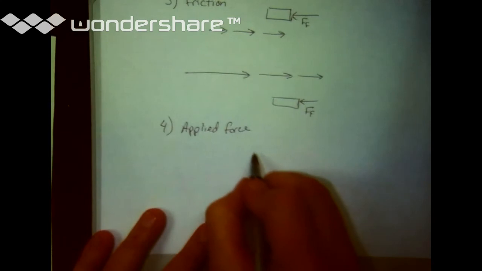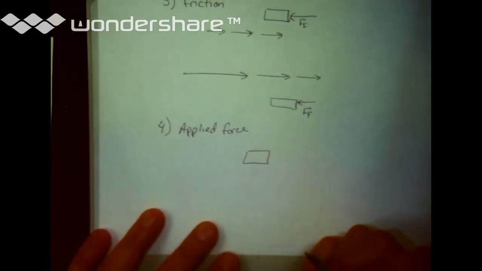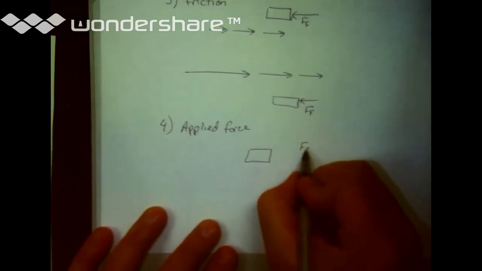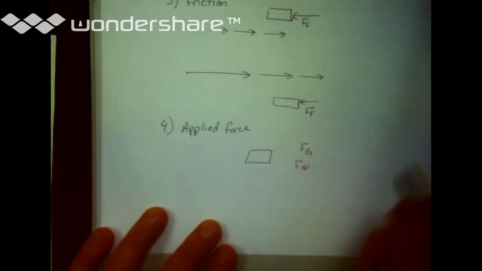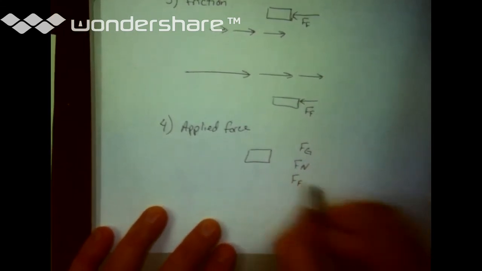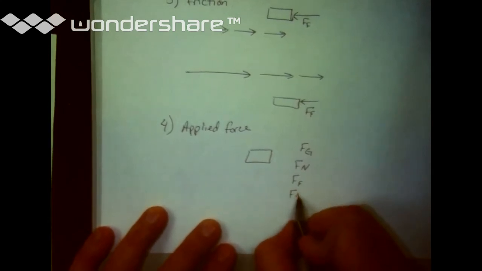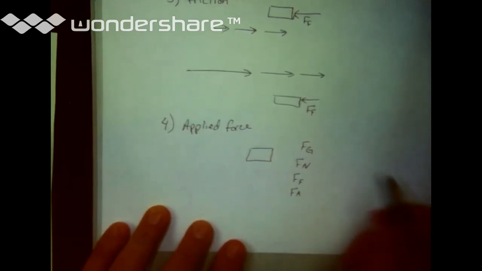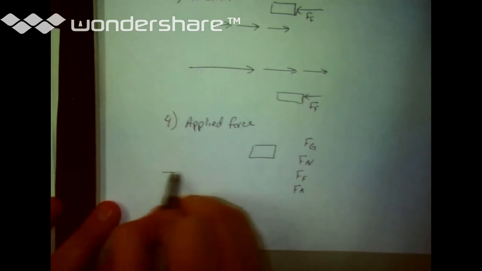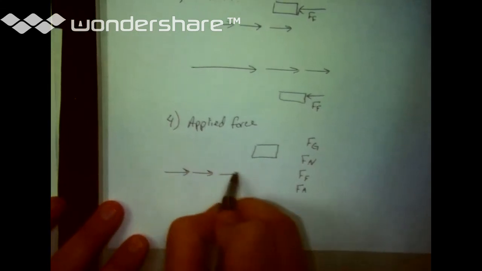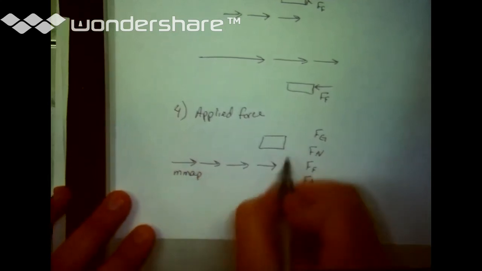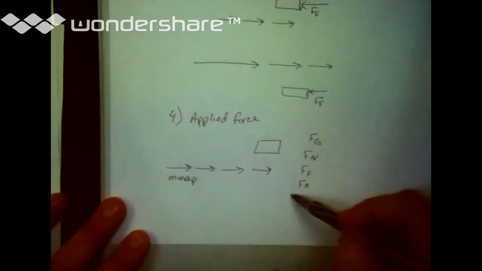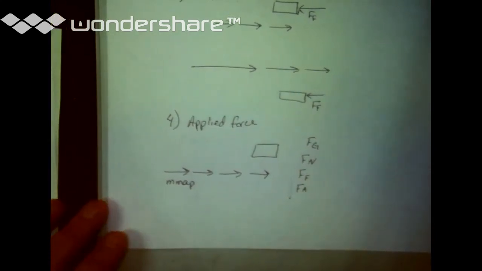So in the next object there, your last object, you are going to show gravity. You're going to label it Fg. You're going to show normal, Fn. You're going to show friction, Ff. And you're going to show an applied force. And this object that you're putting these forces on is moving to the right at a constant speed. So this is your motion map, and you're going to draw the force diagram showing all 4 forces across it.